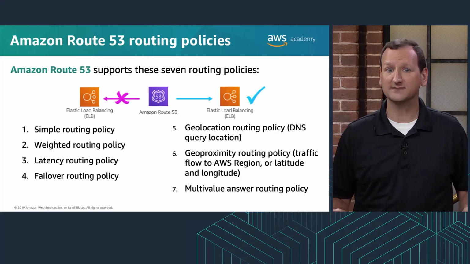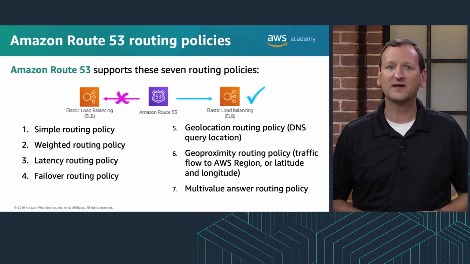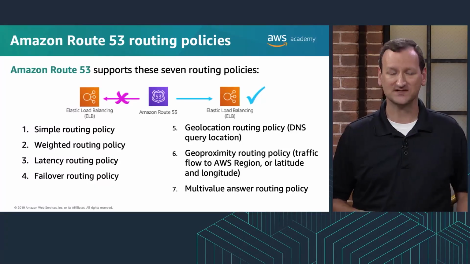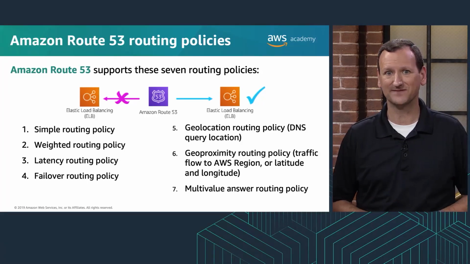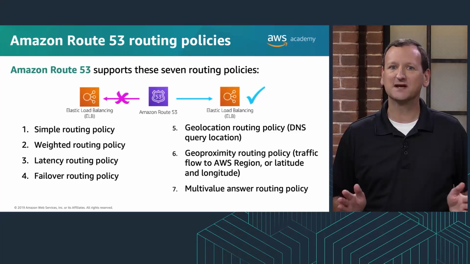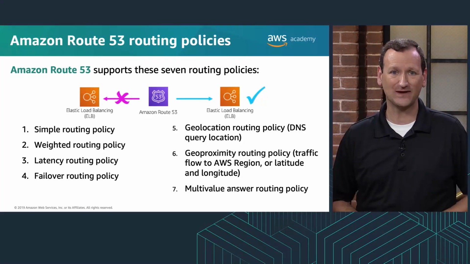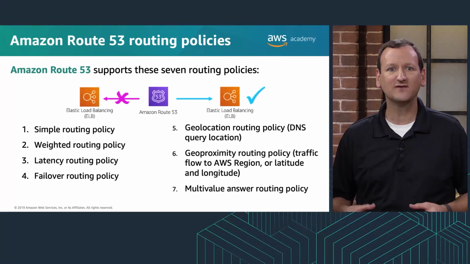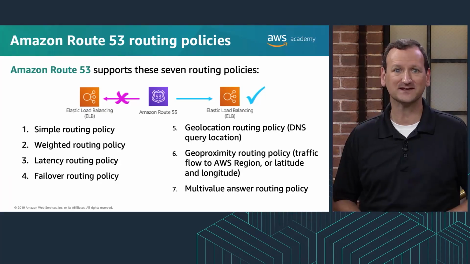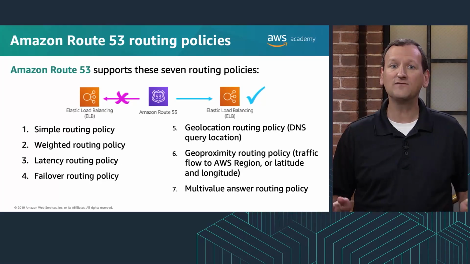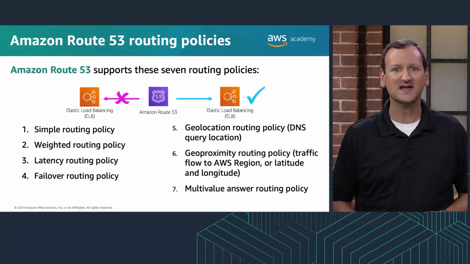A geo-proximity routing policy routes traffic based on the location of your resources, and it can also optionally shift traffic from resources in one location to resources in another location. And finally, you can set up a multi-value answer routing policy, which causes Route 53 to respond to DNS queries with up to 8 healthy records selected at random. There's more information available about routing policies, and if you want to learn more, search for routing policy in the AWS documentation.